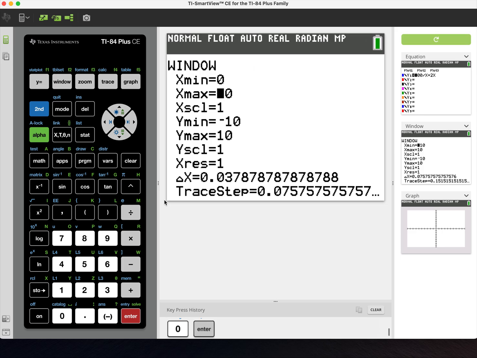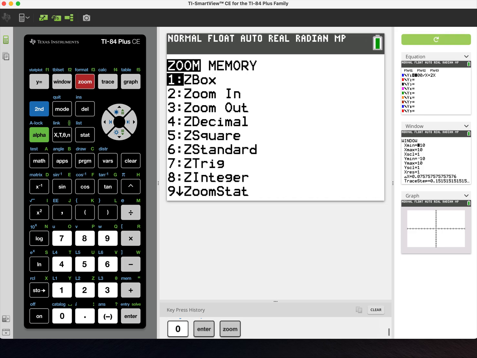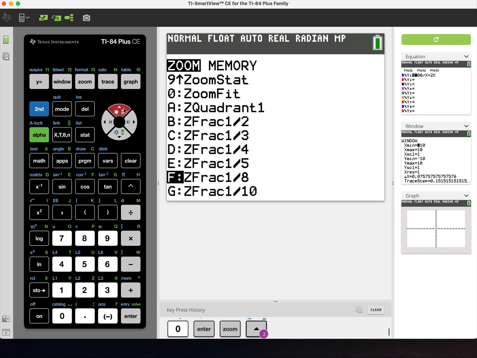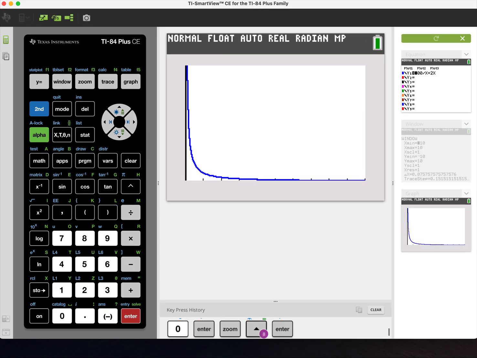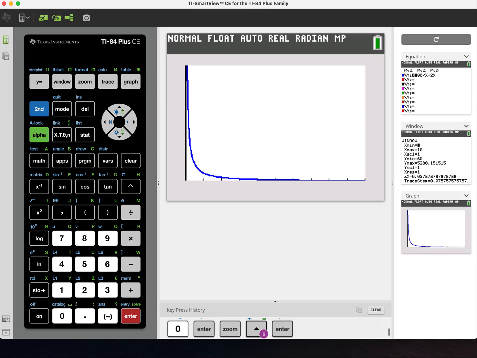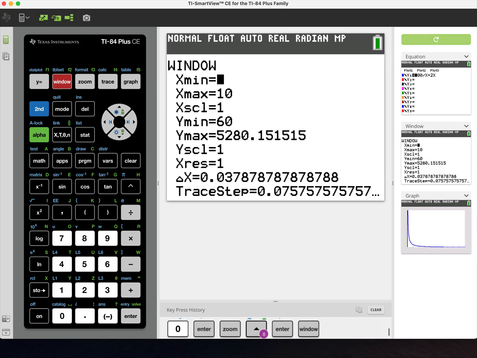And then rather than play around with those y values, I'm going to hit zoom and then number 0, which is zoom fit. What that does is it looks at my window for the x value. So I said go between 0 and 10, and it's going to pick y values that look good for that. And it gives me a graph. And this graph, not great, because I don't see a minimum on it. So I'm going to play around a little bit more with this thing.